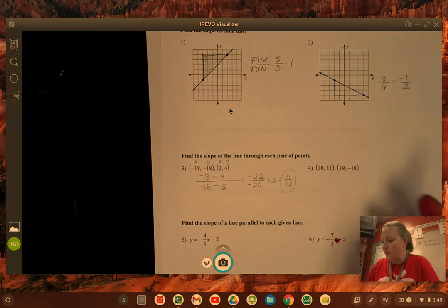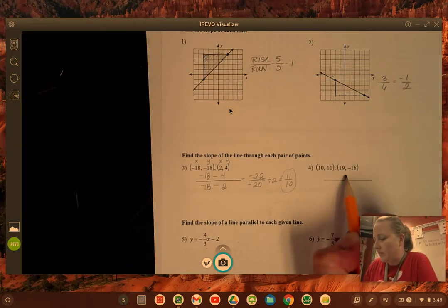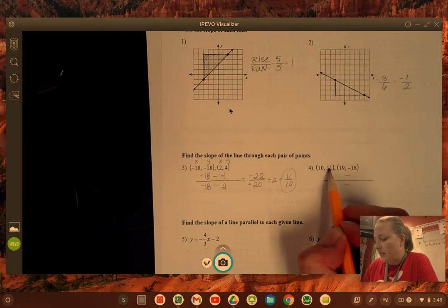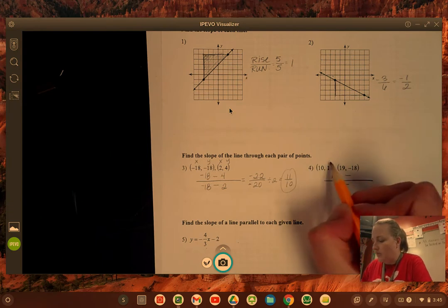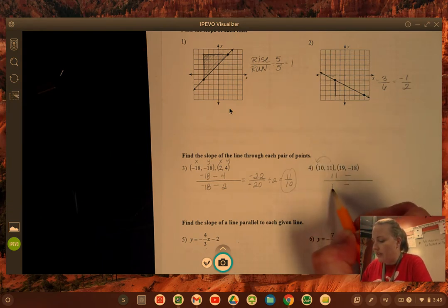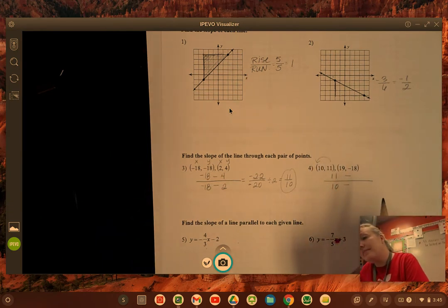All right, so same way here, you're going to do vinculum minus minus. This is, turn that point, rotate it to the left. 11 and 10.